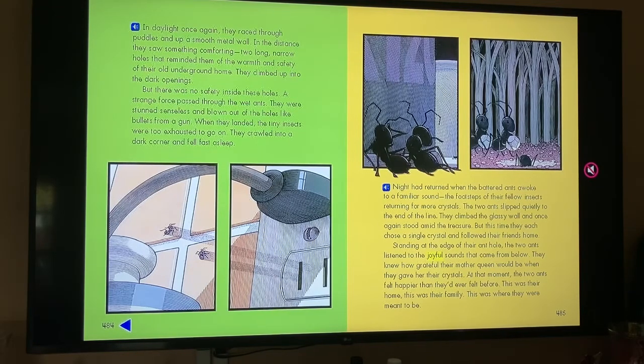A strange force passed through the wet ants. They were stunned senseless and blown out of the holes like bullets from a gun. When they landed, the tiny insects were too exhausted to go on. They crawled into a dark corner and fell fast asleep.